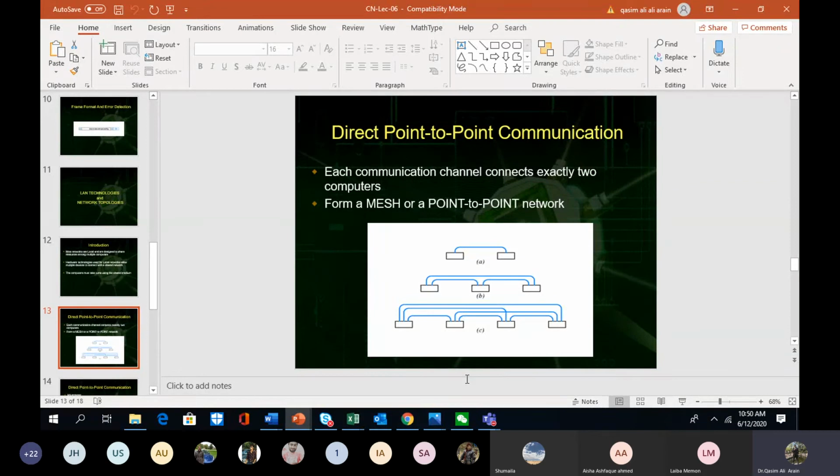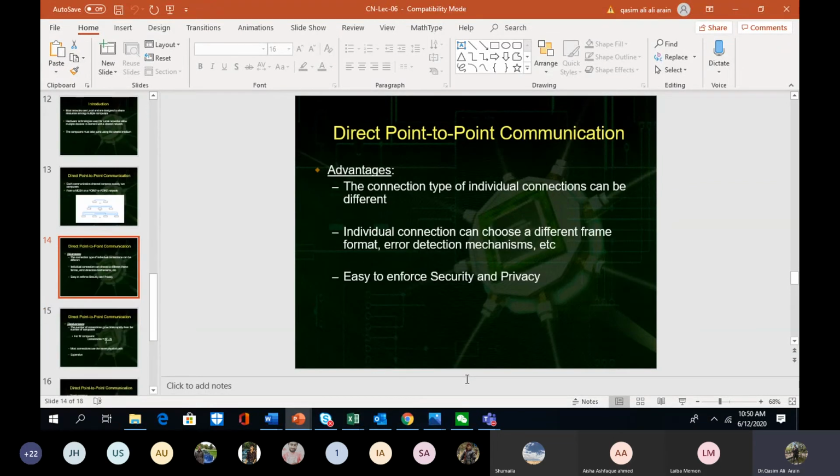So this is what you can call a point-to-point connection. Now see, what are the advantages? The connection type of individual connections can be different, right? Individual connections can choose a different frame format, error detection mechanisms, etc. Easy to enforce security and privacy. I mean, we know that we just need to manage only two computers.